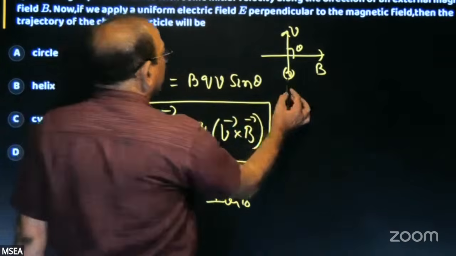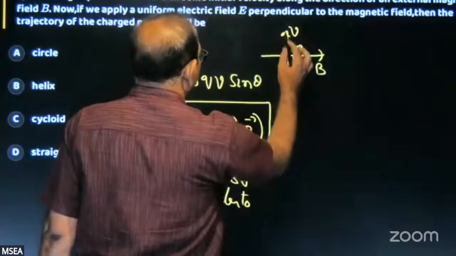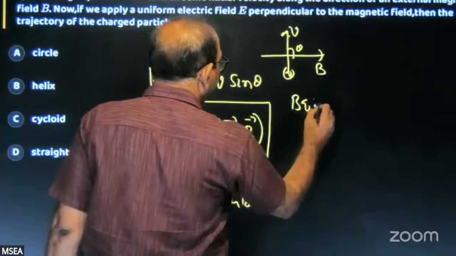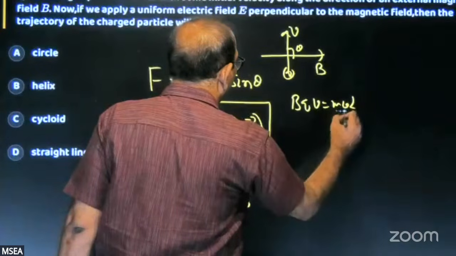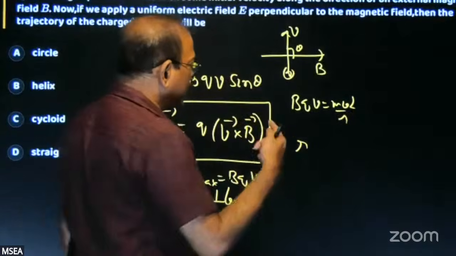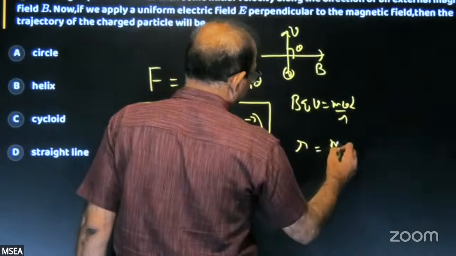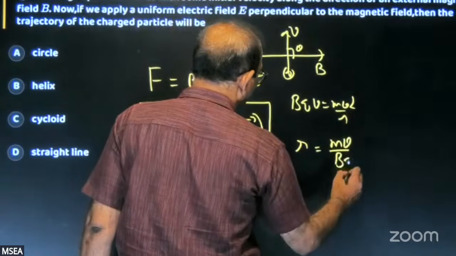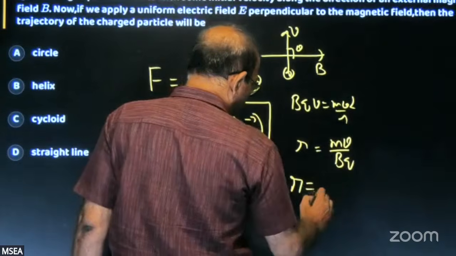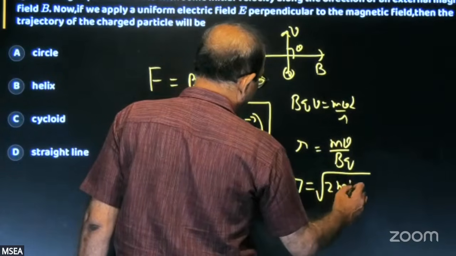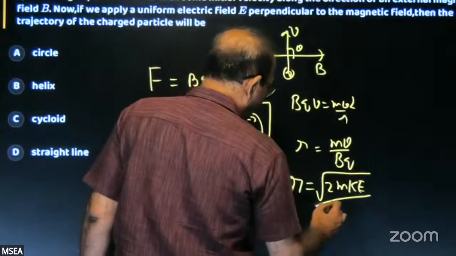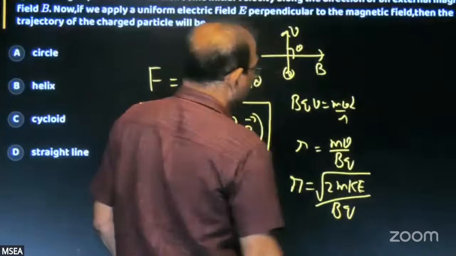When the charge moves perpendicularly like this, the force BQV acts like a centripetal force. BQV will act like mv square by r. That means it will deflect on a circle. That circle's radius is mv by bq. Momentum mv can be written as root 2m into kinetic energy, from the kinetic energy-momentum relation, so radius is root 2mK by bq.